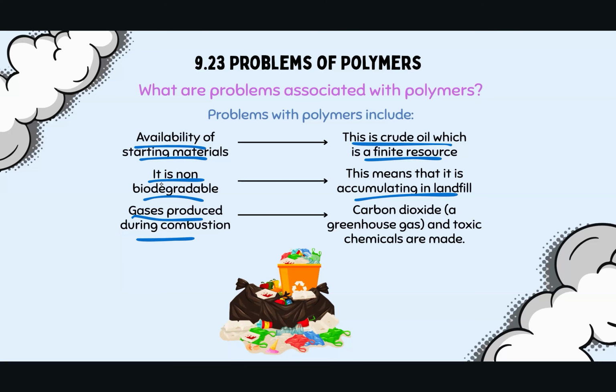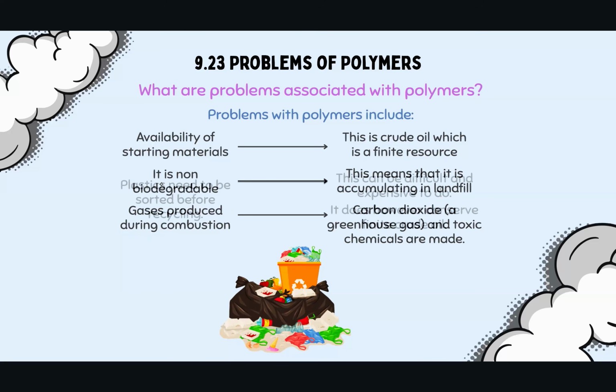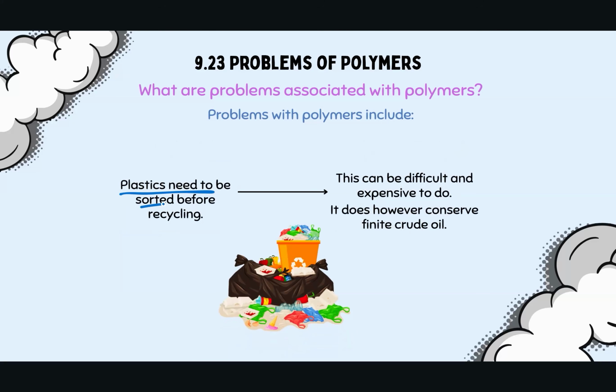And then you've got gases produced during combustion. So if you were to burn that plastic, it would release carbon dioxide and in many cases toxic chemicals as well. Plastics need to be sorted before recycling. So there are some plastics, if you put them together, you can use them for something new, but different plastics have got different chemicals added to them. Now that can be difficult and it can be expensive to do as well. And again, it does not, however, conserve finite crude oil. Because at this point, the ethene or whatever crude oil was used to make the plastic has been used. So it doesn't mean that we don't have to use the crude oil as much. We still have to use just as much crude oil.